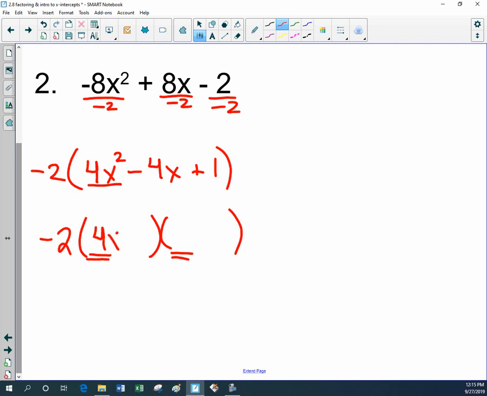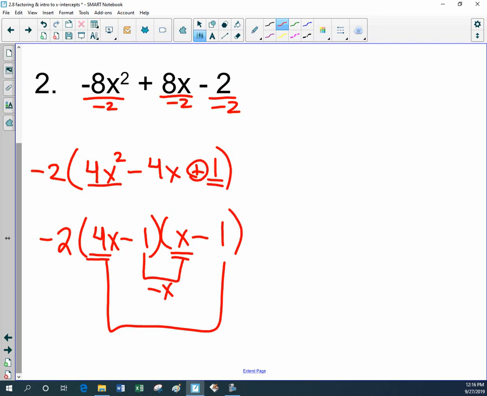So if I do 4x and 1x, what do I know about my signs? They're both going to be negative. Okay, and then factors of 1. 1 and 1. Okay, so test it. In the middle, I get negative 1x. On the outside, I get negative 4x. Is that going to work? No, because that's going to give me negative 5x, and I'm trying to get a negative 4x.